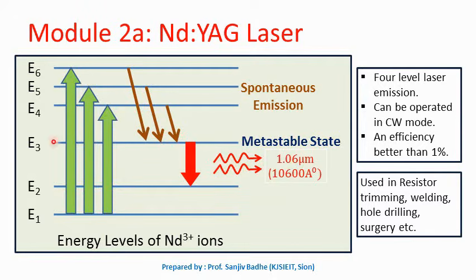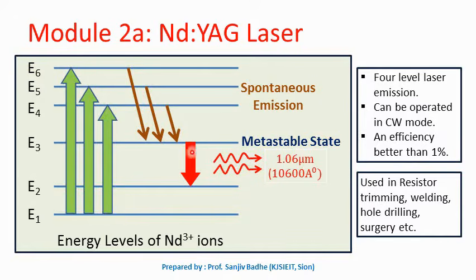But here the neodymium ions which are falling to E3 due to spontaneous emission will rest here for a long time, because this level is a metastable state. And as the neodymium ions are residing here for a longer time, the number of neodymium ions in energy level E3 will become greater than the number of neodymium ions in energy level E2. So the population inversion can be achieved between E3 and E2.